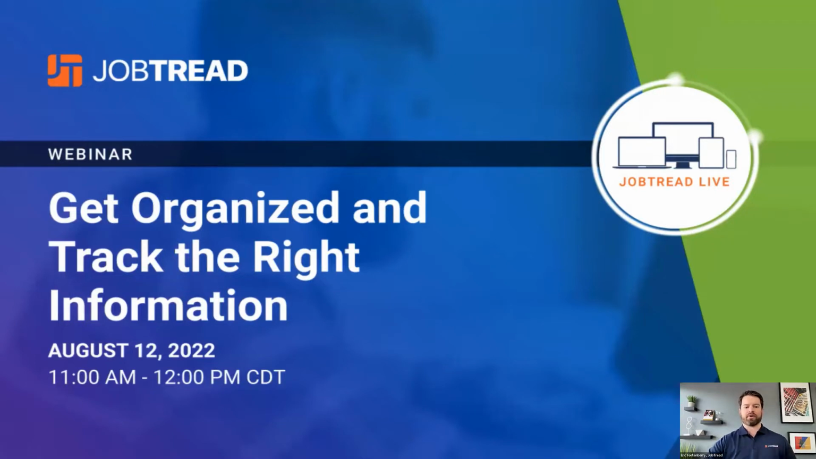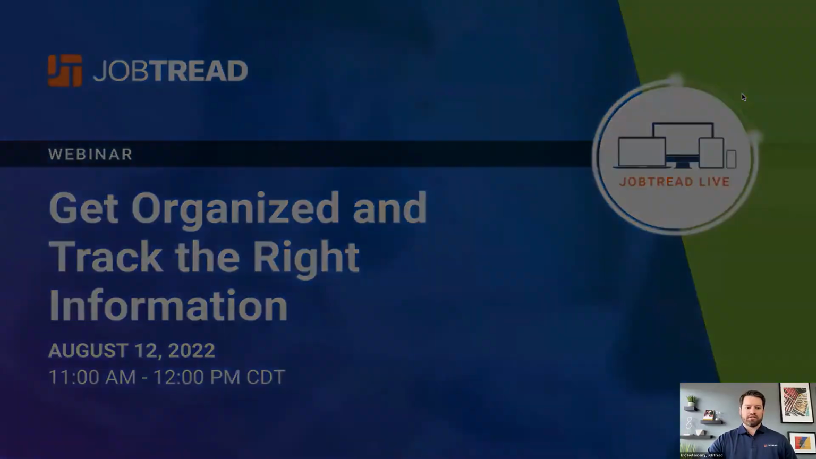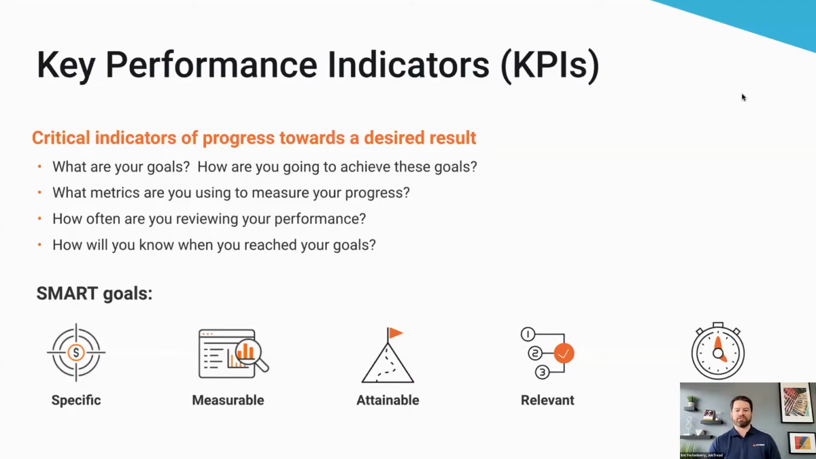We're going to go ahead and just dive right in now. So what are key performance indicators, KPIs, if you hear me abbreviate it? Essentially it's a critical indicator of progress towards a desired result. So what are your goals? How are you going to achieve those goals?